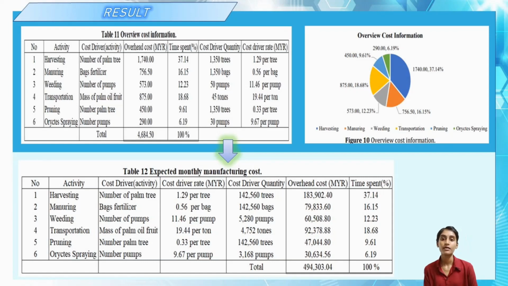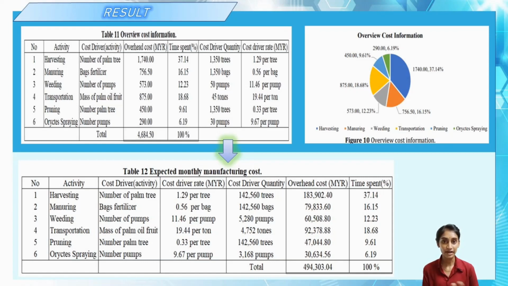The projected monthly production cost of the estate from Table 12 was 4,094,303.4. The relation between Table 11 and Table 12 is that overhead cost is divided by the driver quantity to get the cost driver rate. After getting the cost driver rate, they make the estimation of monthly actual quantity, which can be seen in Table 12. So they take the cost driver rate calculated in Table 11 times the estimated actual quantity in Table 12 to get the accurate overhead cost.